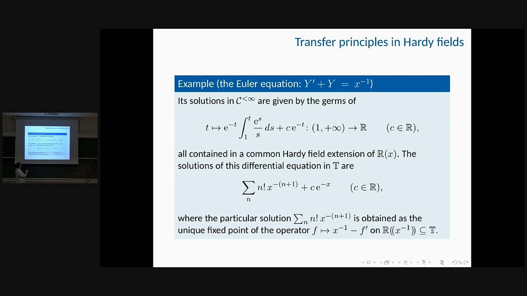In T, you can formally solve this equation, y prime plus y equals 1 over x. What you get is the Euler series, which is divergent, plus a constant multiple of e to the minus x. And how do you get this particular solution in the trend series? Well, you just write this equation as a fixed point equation, which means you need to look at the operator 1 over x minus f prime, and you find a fixed point of this, which you can do formally. If you work out the coefficients, you see that you get the Euler series. So you see that this is much easier to do in the formal world than in the world of germs.